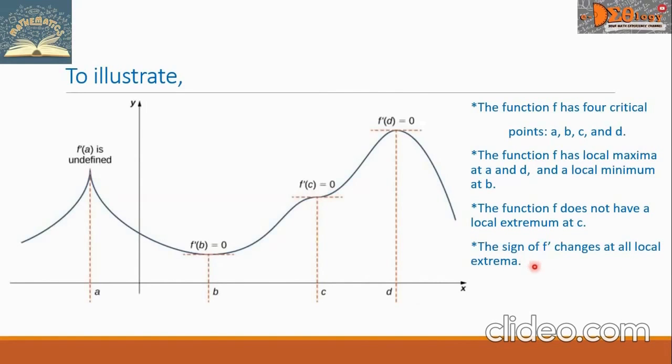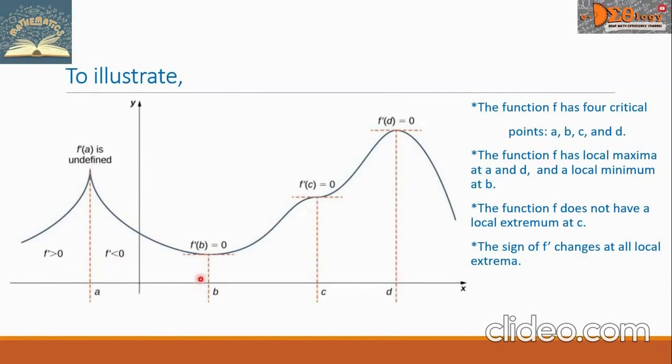Let us examine the sign of derivative to these 4 critical points. Look at point A. This is the graph over A. On the left side of A, the graph is increasing. So we say that f prime is greater than 0 or positive. On the right side of A, the graph now decreases. And we say that the derivative is less than 0. So at point A, the left side is positive while the right side is negative.